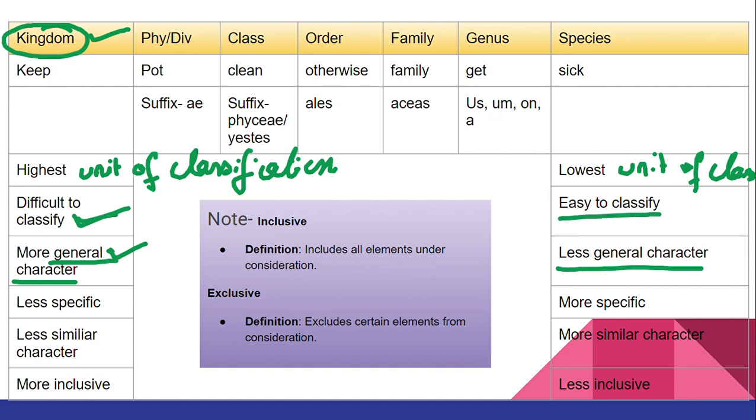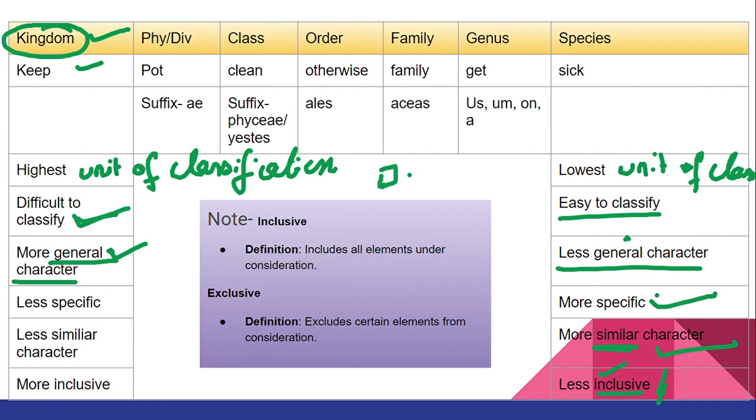But when we talk about the species, it is easy to classify because fewer general characters are there and more specific, more similar characters will be there. Now when I say it is less inclusive, can I say it is more exclusive? Correct, I can say more exclusive. Why? Because species are organisms having similar characters, so it is easy to figure out any particular species. At kingdom we have more general characters, and at species more specific characters. Specificity and similarity are more, and general character decreases, right?